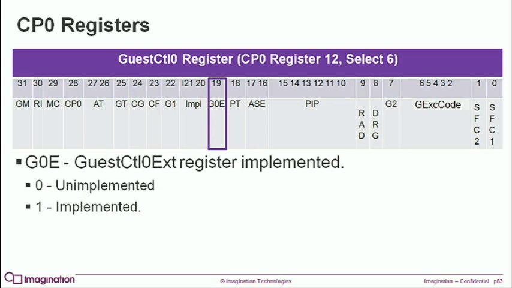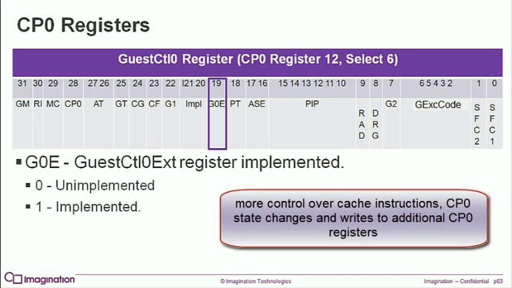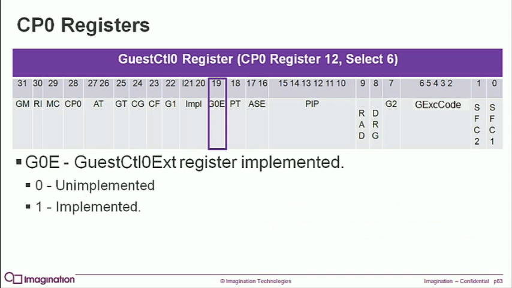The G0E bit determines if the guest control 0 EXT register has been implemented. This register gives the hypervisor more control over cache instructions, CP0 state changes, and writes to additional CP0 registers. There will be more on this when I cover the guest control EXT register.